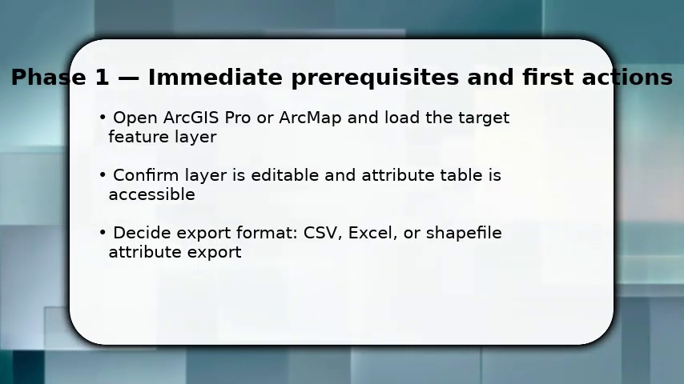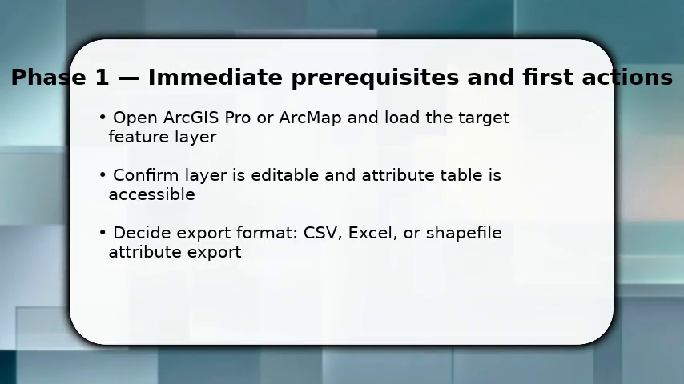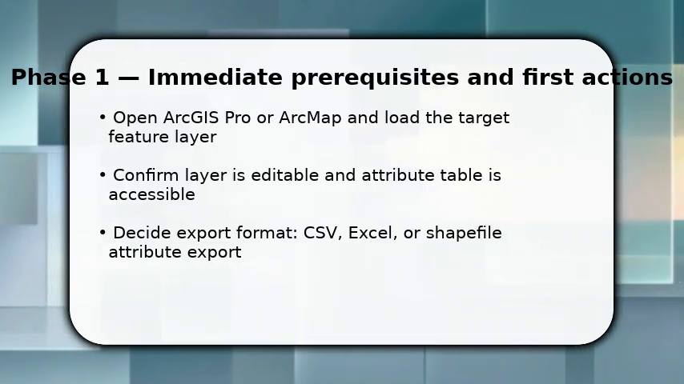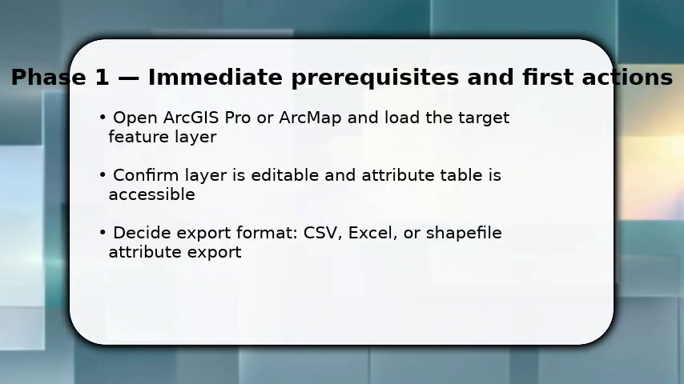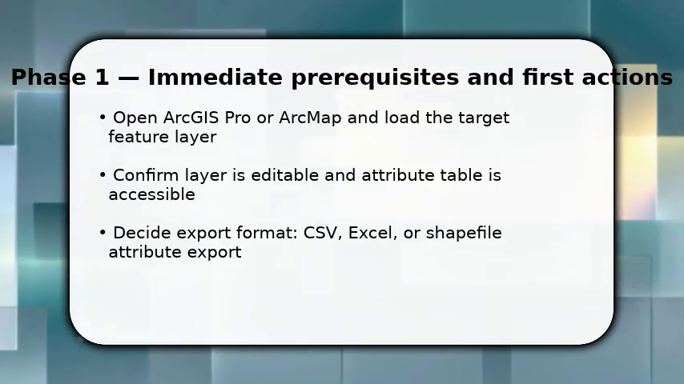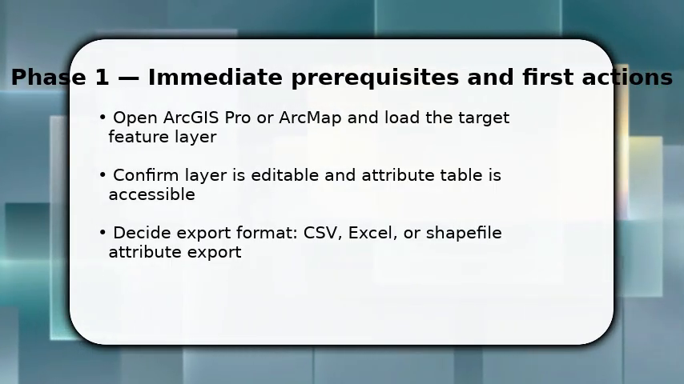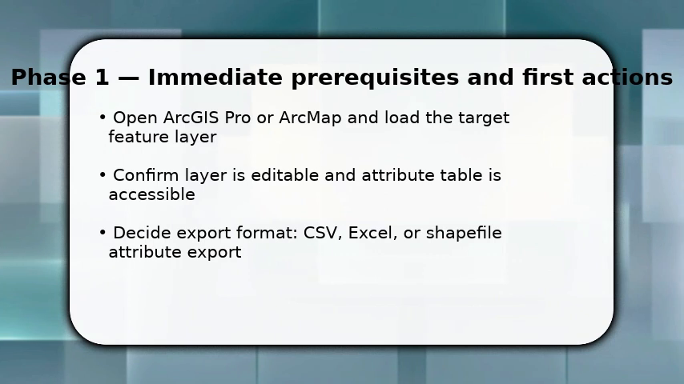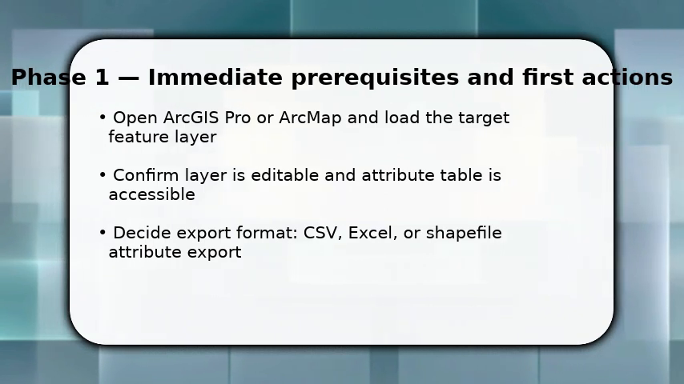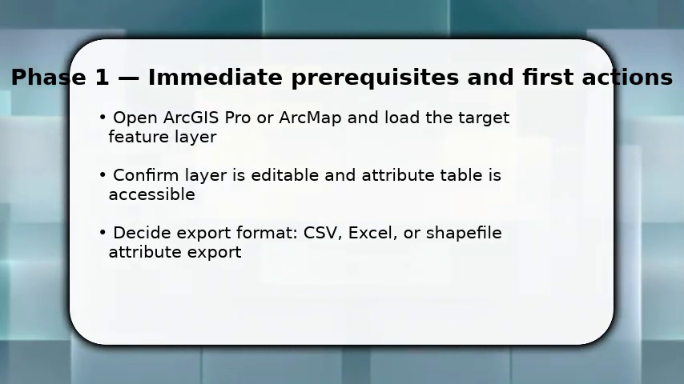Once the layer is selected, open its attribute table and inspect fields, hide unnecessary fields, or apply a definition query to narrow rows. Make sure you choose an export format now: CSV for spreadsheets, Excel for formatted sheets, or a table export for database use. These first steps set up accuracy and reduce post-export cleanup, so do them carefully.